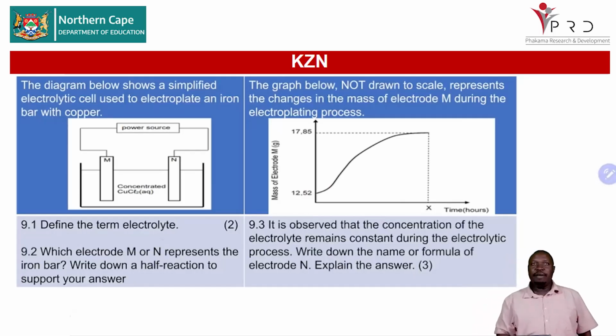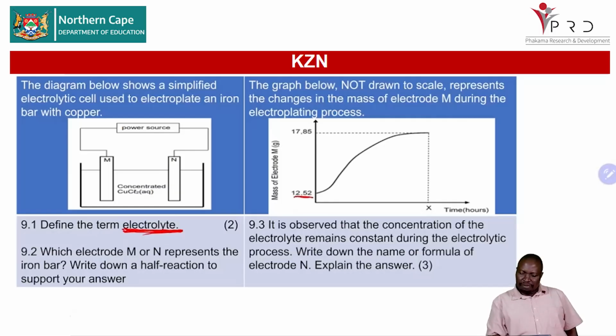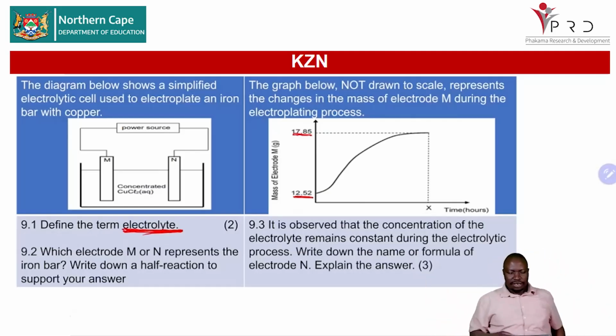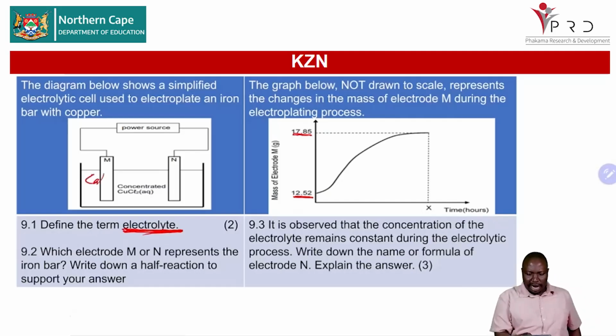Define the term electrolyte. You see, you are still telling us here it's a solution that conducts electricity through the movement of ions. Which electrode, M or N? I like this question because they gave us the graph. So you can see that the mass of electrode M is increasing from 12,52 to 17,85. And we said when we started that the mass that increases is the mass of the cathode. So definitely M is the cathode, which means N would be our anode. How do we know that M is the cathode? Its mass is increasing.